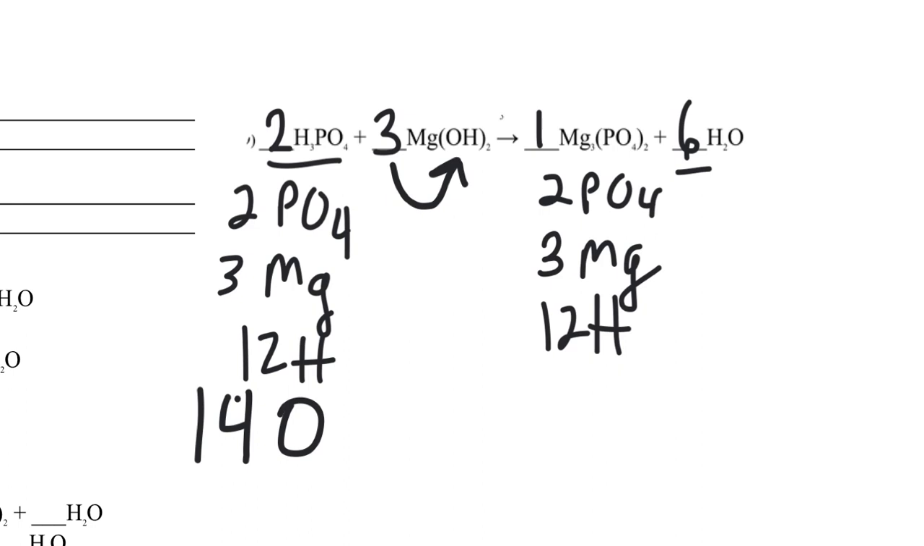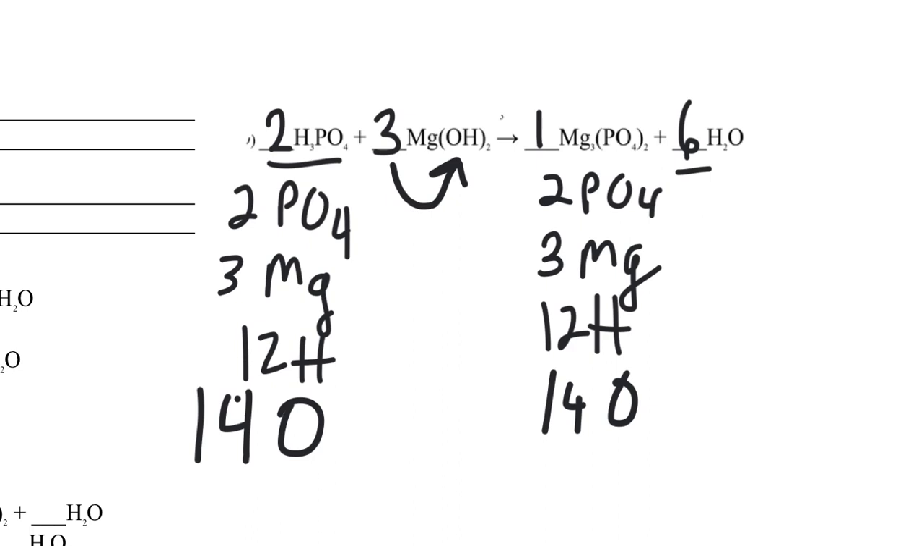And on the right, if you take a quick look, you've got 6 times just 1, because there's only 1 oxygen in water. That's 6 there. And in addition to that, there's another 8 here. 2 times 4 is 8. So there's actually 14 oxygens on the right as well.